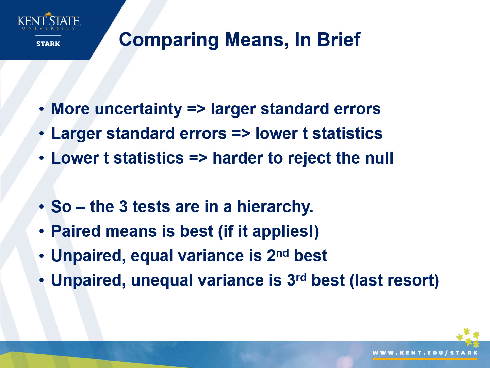So a quick summary then of these methods. We know that if we have more sources of uncertainty, we'll get larger standard errors and smaller t-statistics. This makes it harder for us to reject a null hypothesis. So we put the tests in a hierarchy. Paired means is the best when it's possible, followed by unpaired but with equal variance, and then unpaired with unequal variance is the last resort. This allows us to avoid introducing uncertainty into the test unless it's necessary, so we don't water down the information we have.